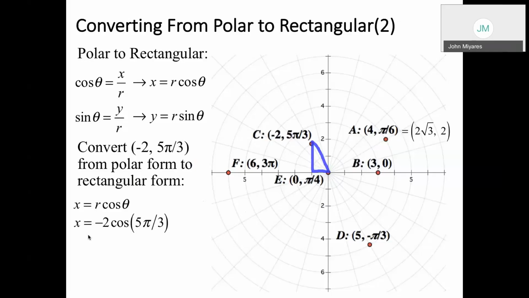Remembering our mad minutes, the cosine of 5 pi over 3 is 1/2. So -2 times 1/2 will give you -1.